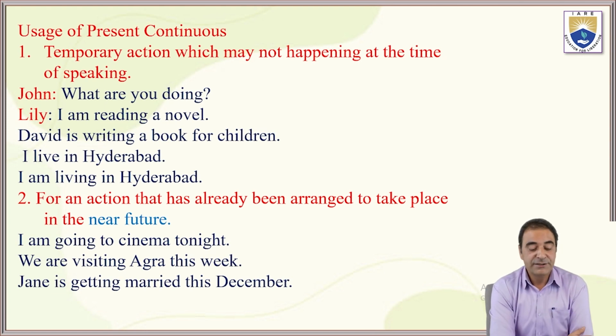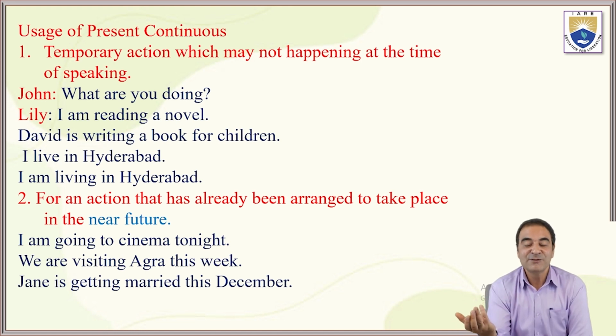Now, look at the next example. David is writing a book for children. Now, David is in front of me right now. When I say David is writing a book for children, at the time of speaking, he is not writing. Then why do I use present continuous tense?